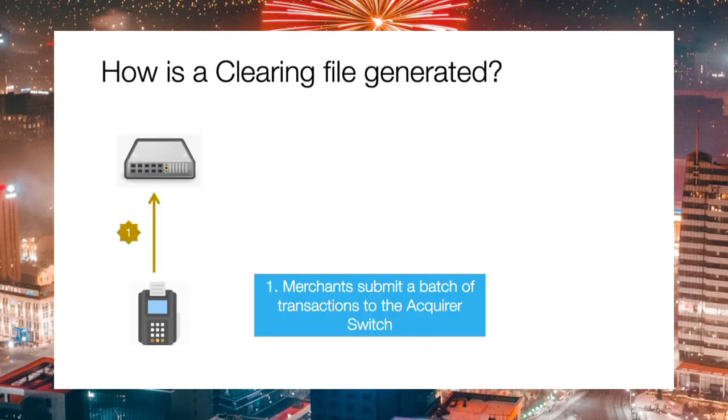Now let's look at how a clearing file is generated. Merchants batch a set of transactions, say usually at the end of every day, and submit it for settlement to the acquirer. In a given POS machine, there's a button called settlement, so the merchant clicks that particular button to submit the settlement. Merchants with a huge set of transactions can also submit multiple batches on a given day, and merchants get paid only after they do the settlement to the acquirer.